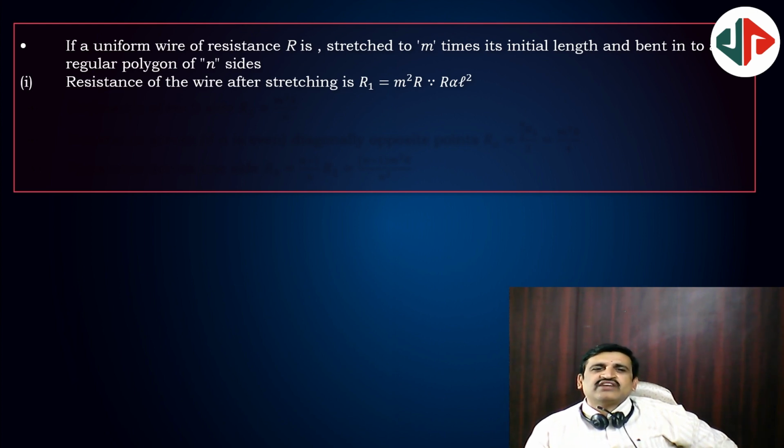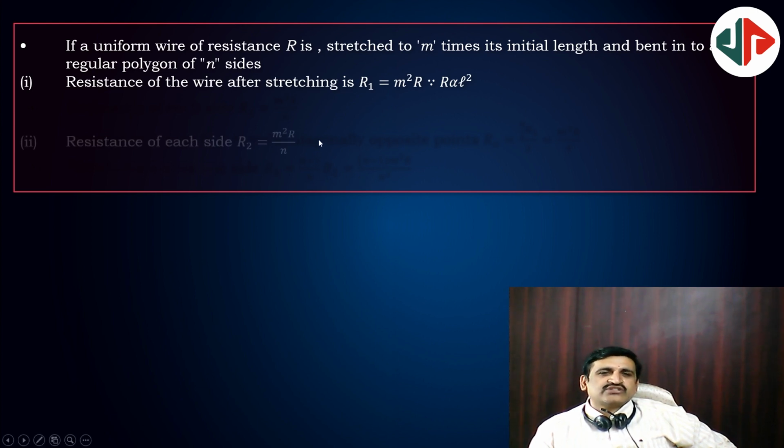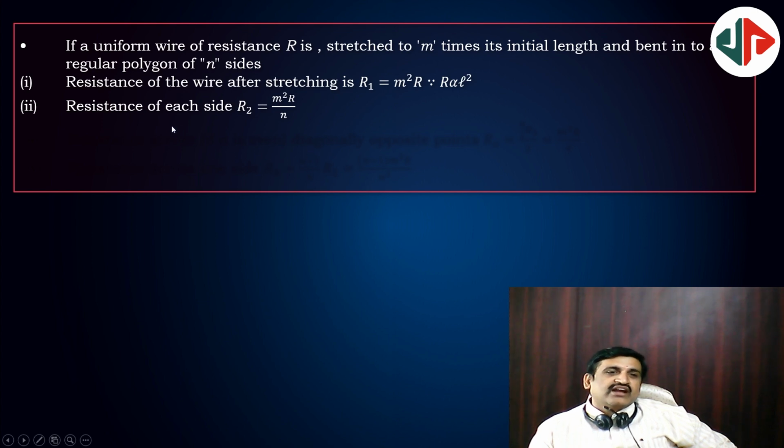If a uniform wire of resistance R is stretched to m times, then the resistance will be m square R because R is proportional to L square. And the resistance of each part is R2 equal to m square R by n.